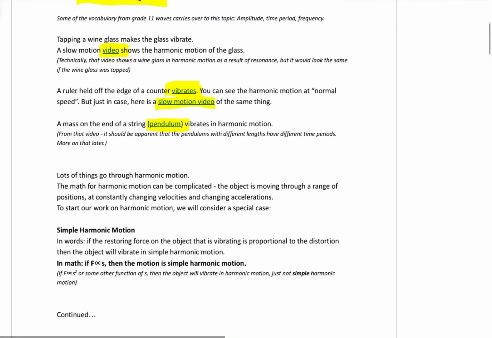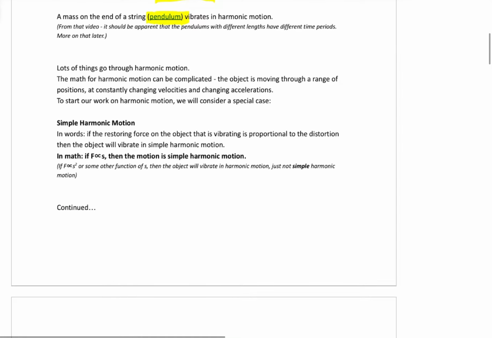So the next line is the wine glass, the ruler, the pendulum, all of those things go through harmonic motion. All of those things can vibrate. And as you're going to see, the math behind things that vibrate, trying to describe that weird motion, that wobbling back and forth, trying to come up with an equation for that motion, it's going to be a little bit complicated.